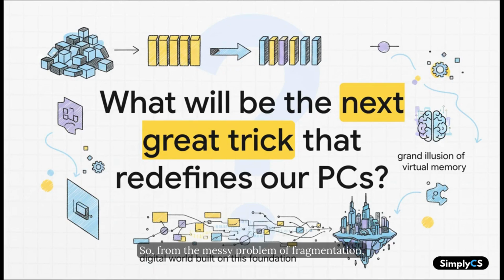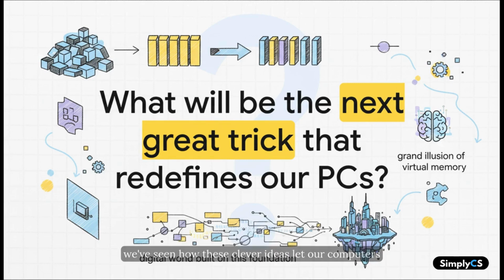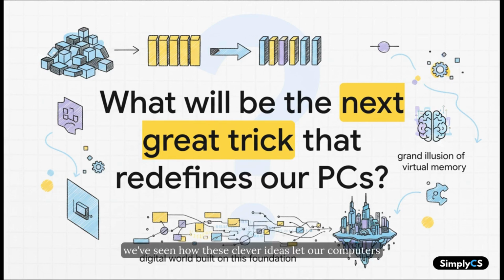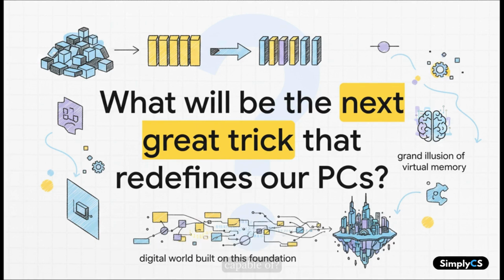So, from the messy problem of fragmentation to the elegant solution of paging, and then finally to the grand illusion of virtual memory, we've seen how these clever ideas let our computers juggle the impossible. Our entire digital world is built on this foundation, which really just leaves you with one final thought. What's the next great illusion going to be? What's the next trick that will redefine what our machines are capable of?